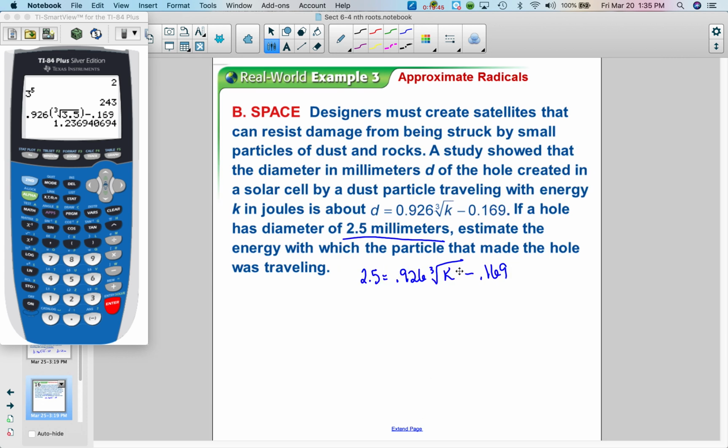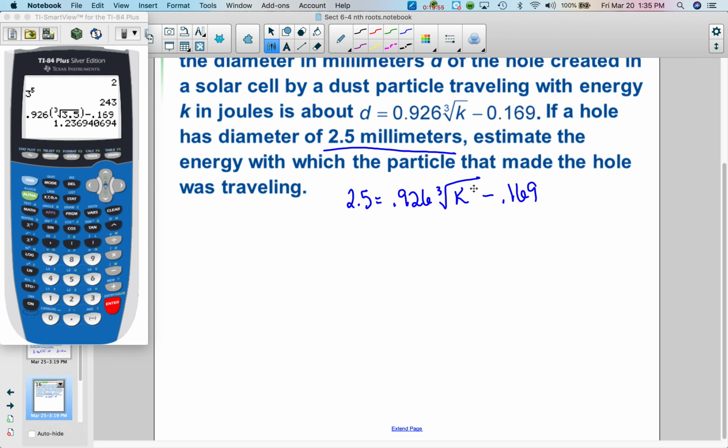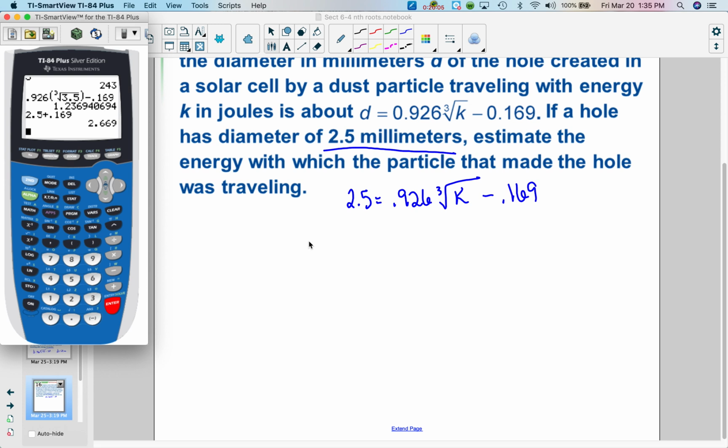Now we're going to have to solve for k. So I'm going to start by adding the 0.169 to both sides. So 2.5 plus 0.169, I'm going to get 2.669.